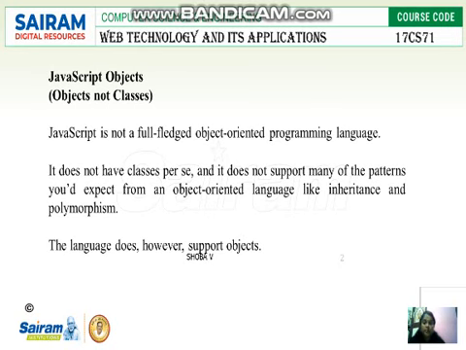JavaScript is not a fully fledged object oriented programming language, and it doesn't support many of the patterns you would expect from an object oriented language, like inheritance and polymorphism. A JavaScript object is a collection of named value pairs. Objects are variables too. In a plain variable we have only a single value, for example x equals 1, and these objects contain many values.